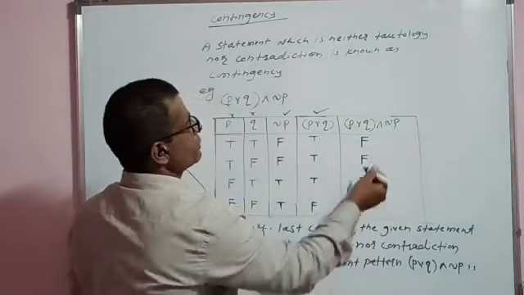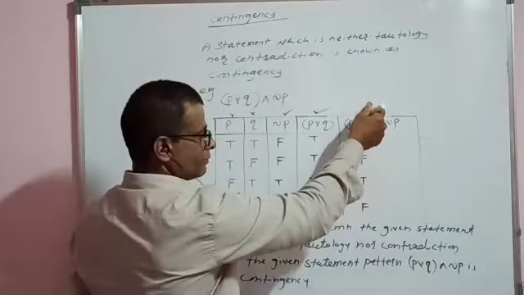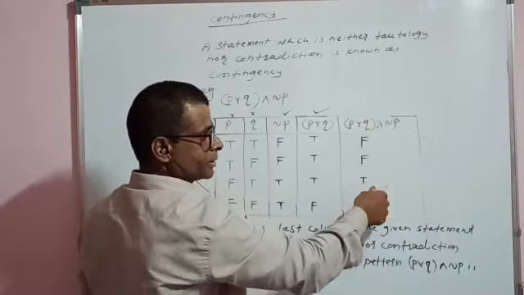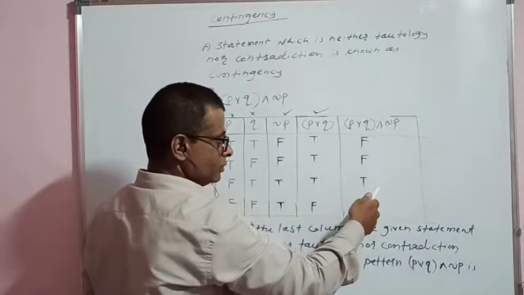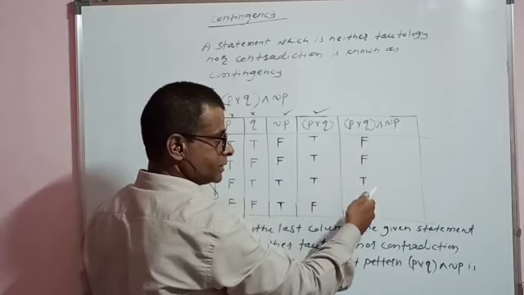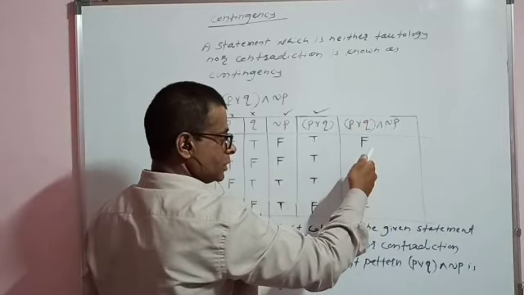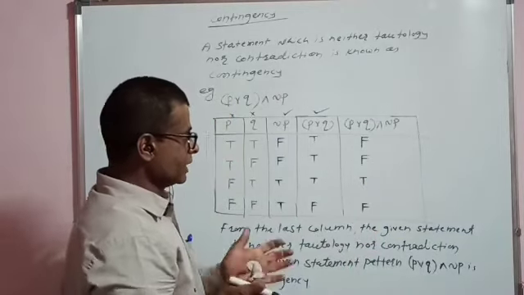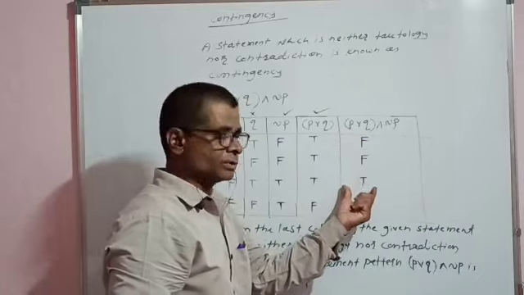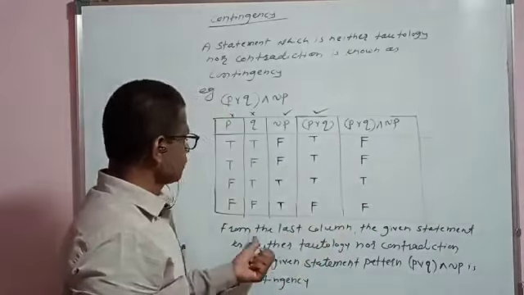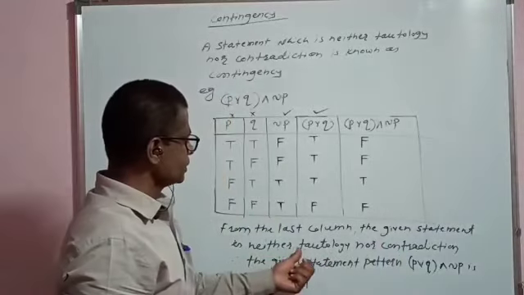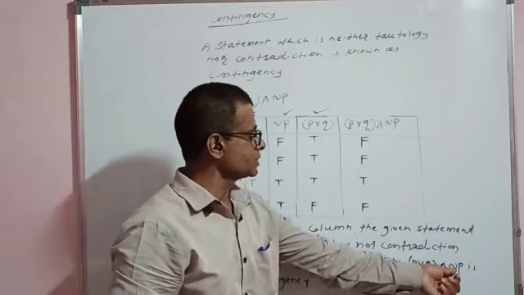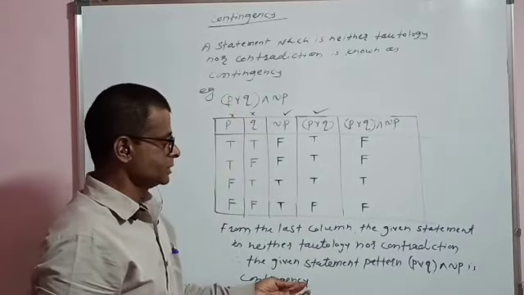See, if you observe the truth values of the given statement pattern, it is neither a tautology nor a contradiction. It means that not all the truth values are T, and not all the truth values are F. So it is a combination of T and F. Therefore this statement is neither a tautology nor a contradiction. So from the last column, the given statement pattern P disjunction Q, conjunction negation of P, is a contingency. So this is the meaning of a contingency.